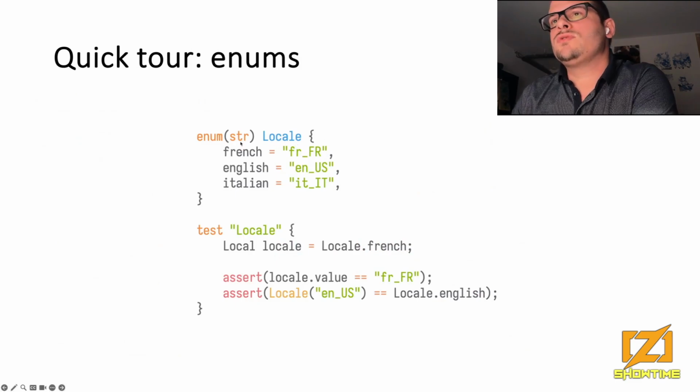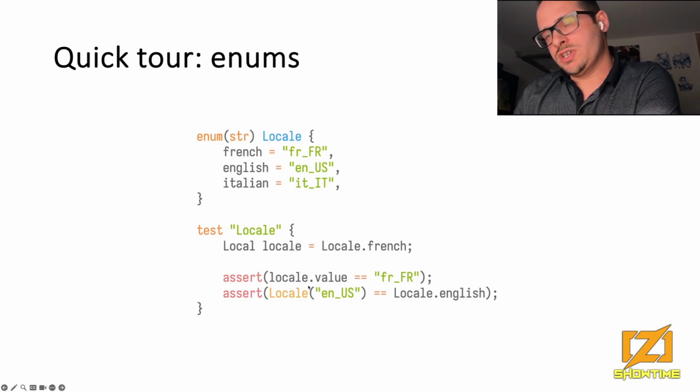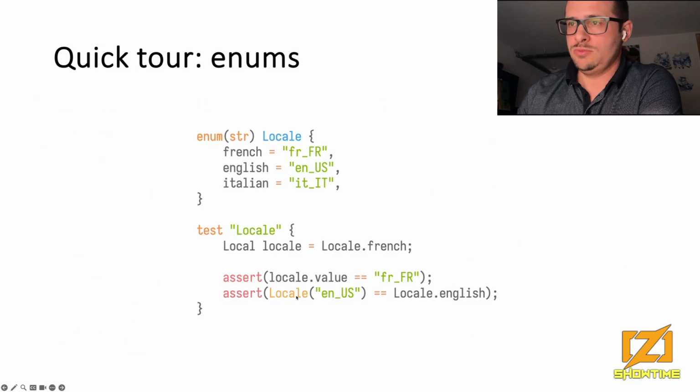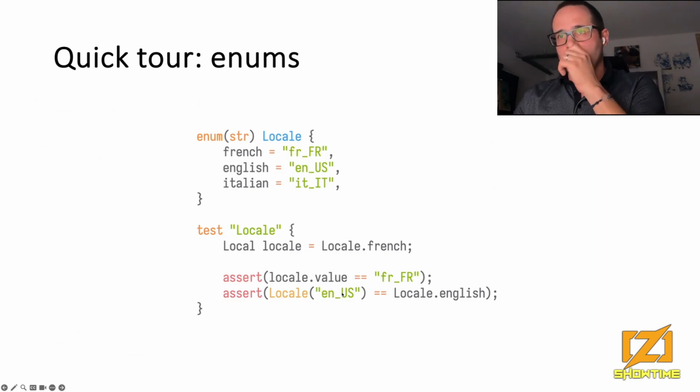We have enums, so there's not much to say about them apart from the fact that you can associate a value for each case of the type that you want, and then you can get the value or create the enum instance from the value, and so on.